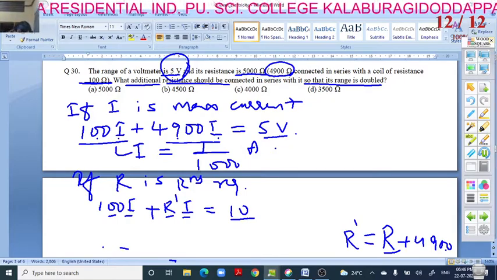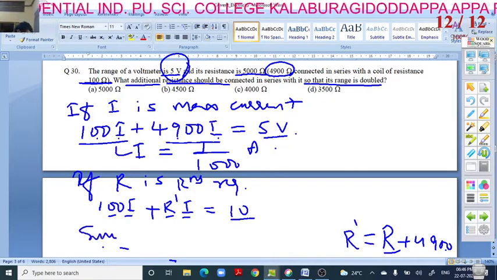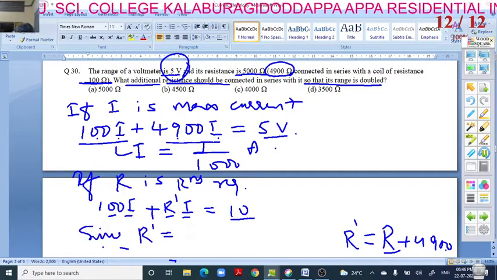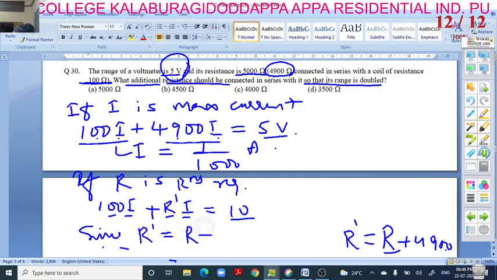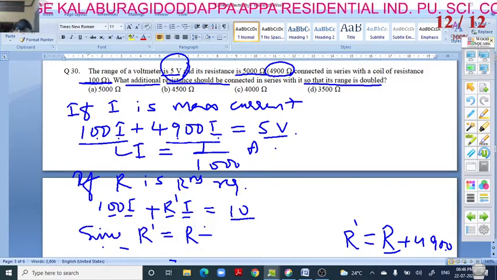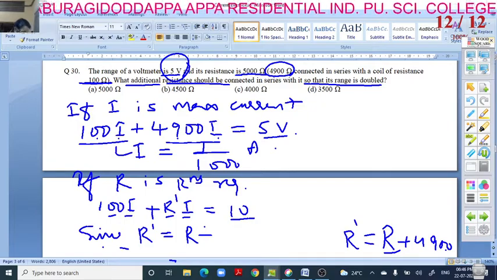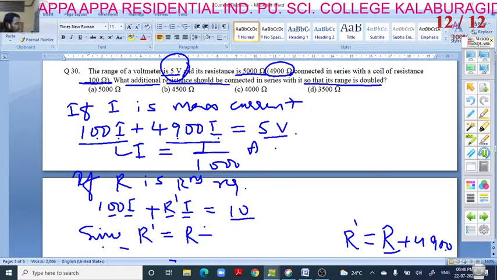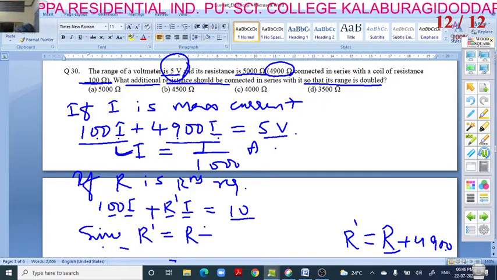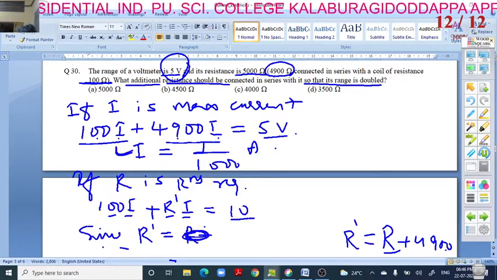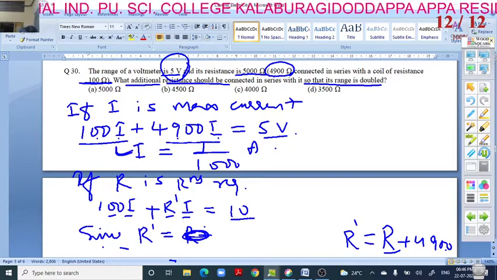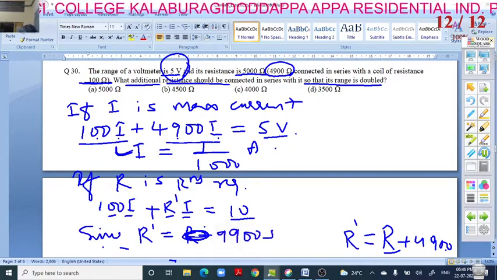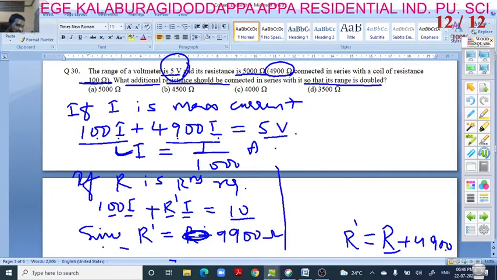So R dash is our new resistance by connecting the new additional resistance. Already we know the value of I, no? So with the help of this value of I, R dash is equal to, directly I will write here, 9900 ohm we will get here. This is what R dash is.